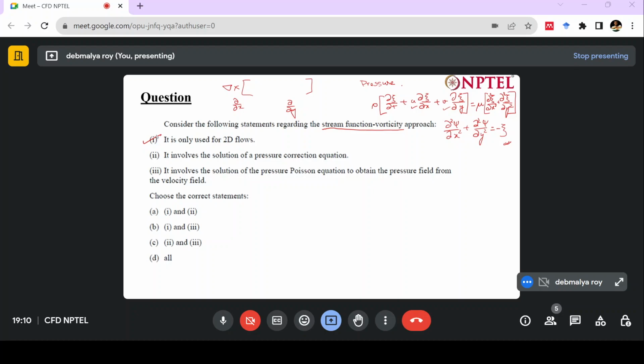The next statement is it involves a solution of a pressure correction equation. This is not the case. We will use this pressure correction equation in the case of the SIMPLE algorithm and SIMPLER algorithm, SIMPLE and SIMPLER that we will discuss subsequently. There we have this pressure correction equation, but in the stream function vorticity approach, we do not have any such pressure correction equation. So this is not correct.